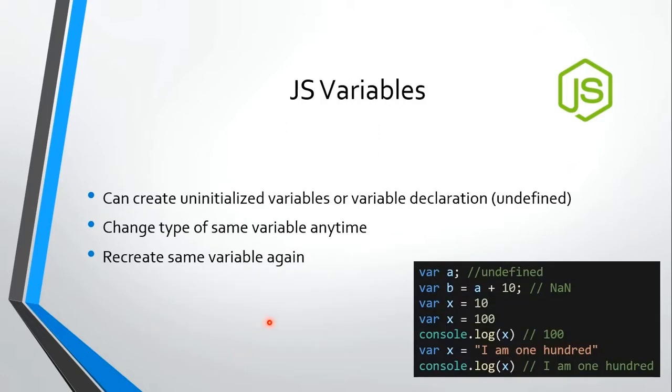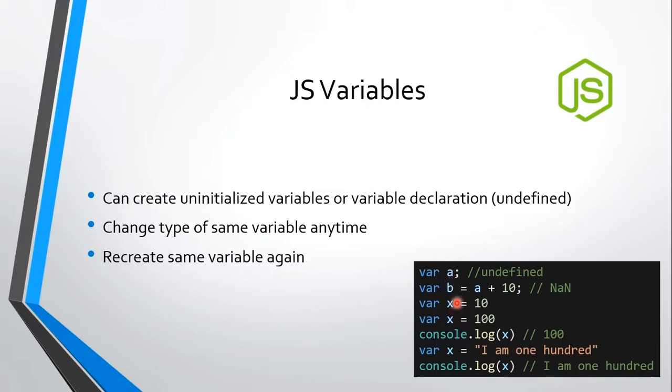Let's talk about the JS variables. We can create uninitialized variables, or by default, otherwise the variable would be undefined. So if we declare a variable just like this, it's undefined, no initial value has been assigned to this variable. We can change the type of a variable, we can recreate the variables again. It's all up to us.